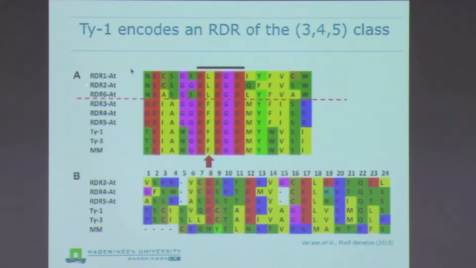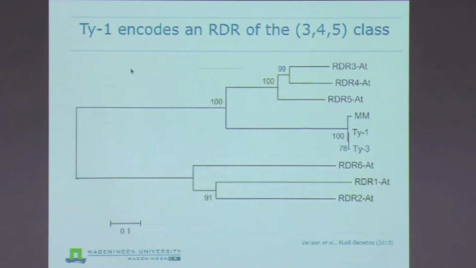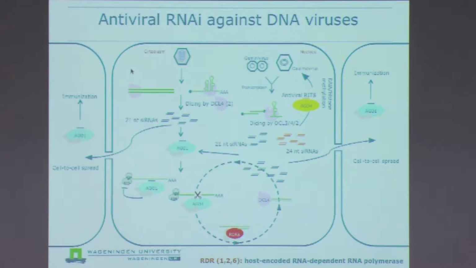And with it, RDR2 is involved in the production of the 24 nucleotide siRNAs. But for RDR3, 4 and 5, no function was assigned at all. And it turned out that our TY1 gene is actually a member of this RDR3, 4, 5 class, and not at all of these others.